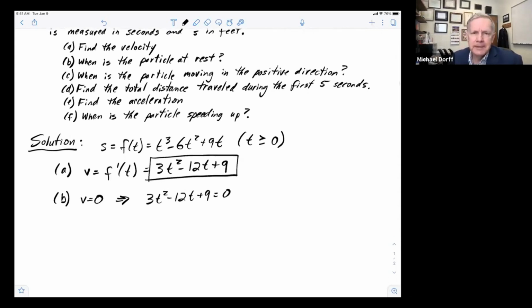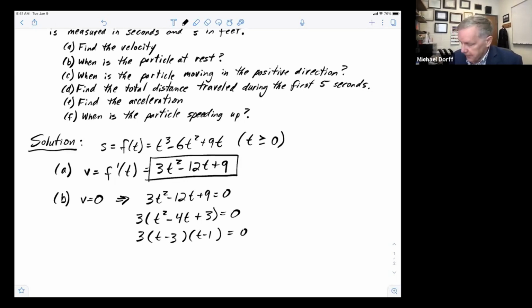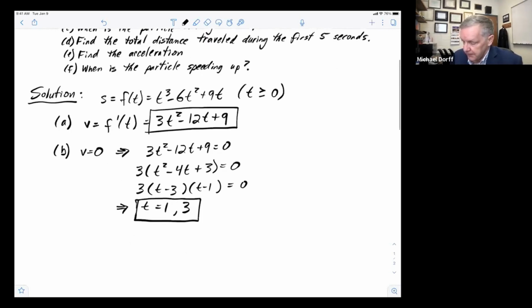The first thing I do in factoring this is I notice that every term has a 3, so I can take out a 3. And then I'm left with parentheses t squared minus 4t plus 3 equals 0. Factoring out that 3 first makes the resulting factoring easier. So I factor this and I get t minus 3 and t minus 1. And when does that equal 0? That implies then that t equals 1 and 3. So the particle is at rest. It's not moving when t equals 1 or t equals 3.